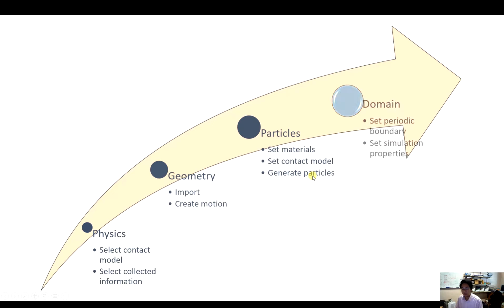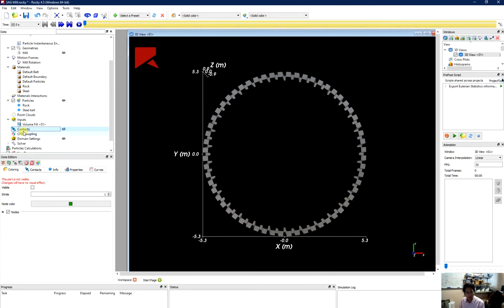In the last step before simulations, we try to set the periodic boundary and set the simulation properties. And after that, we can start our computation. Now in the next step, we need to define the contact. So therefore, in the contact, we should collect the data.